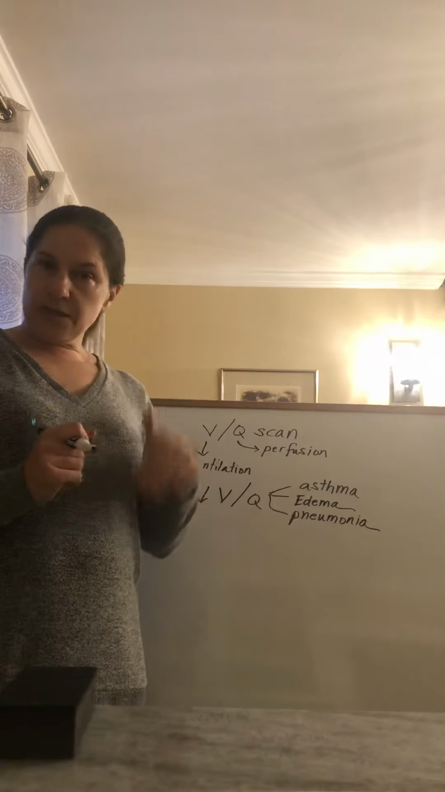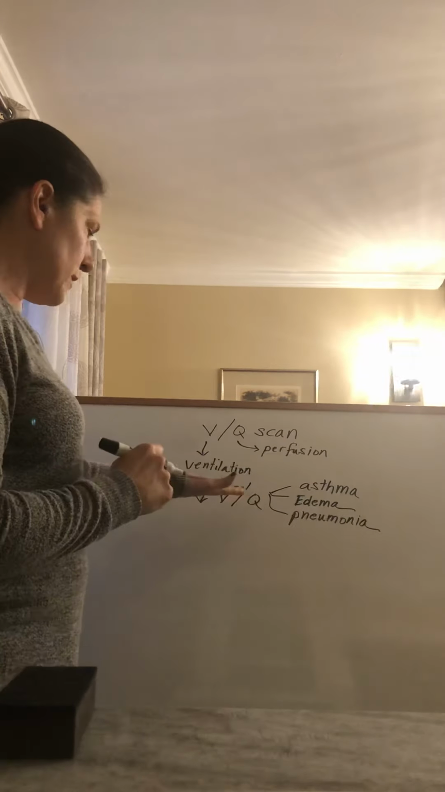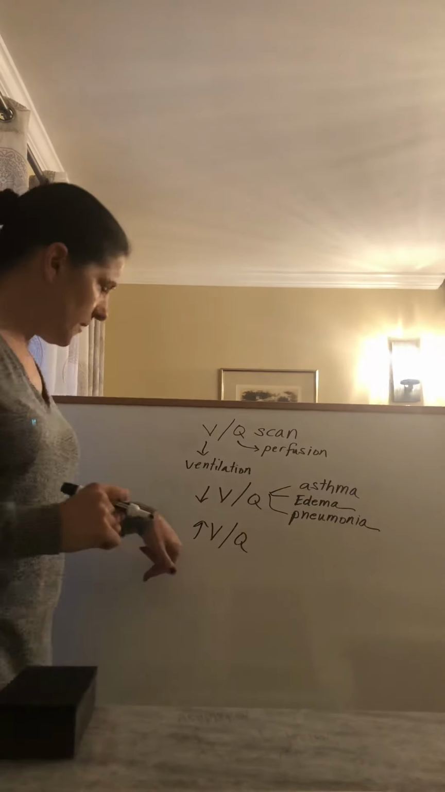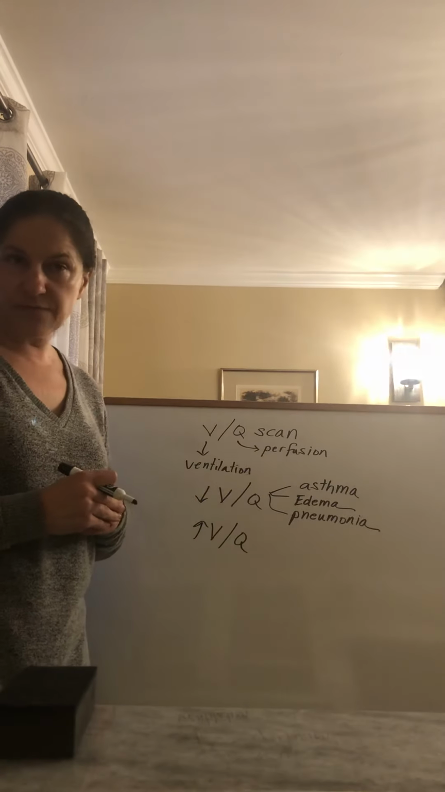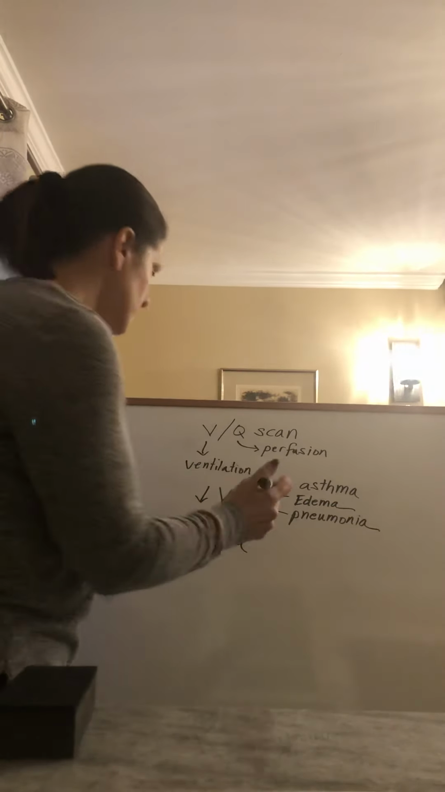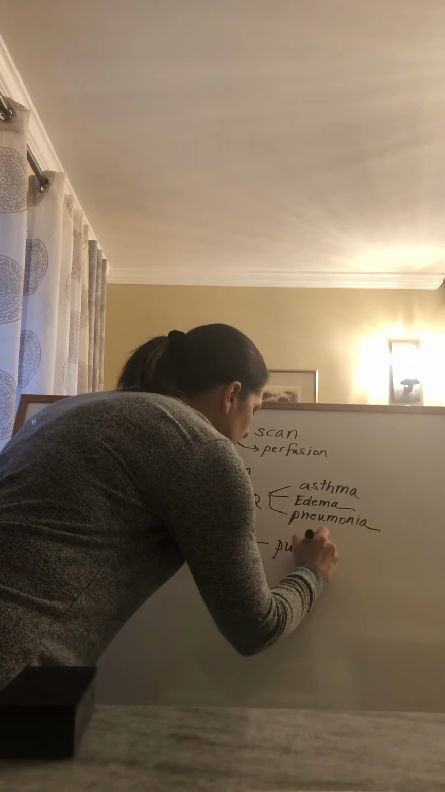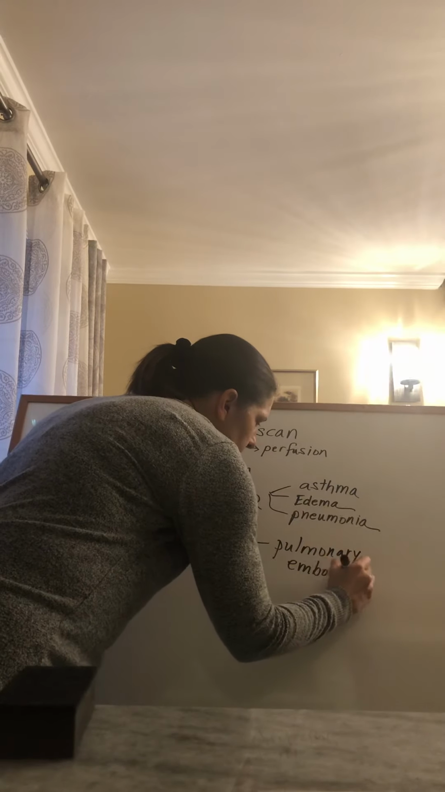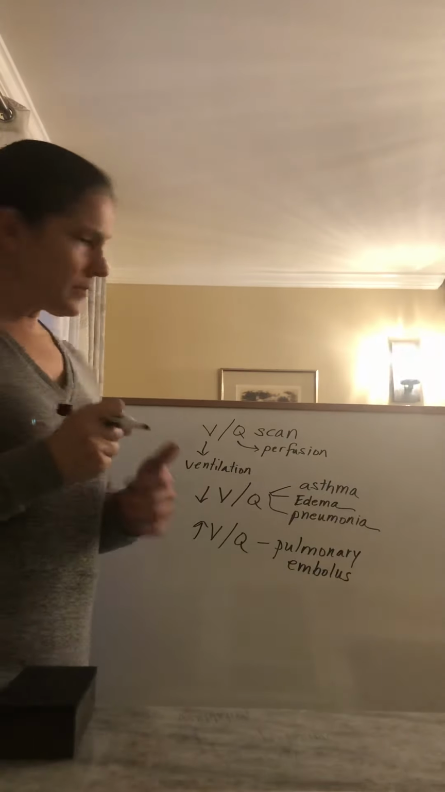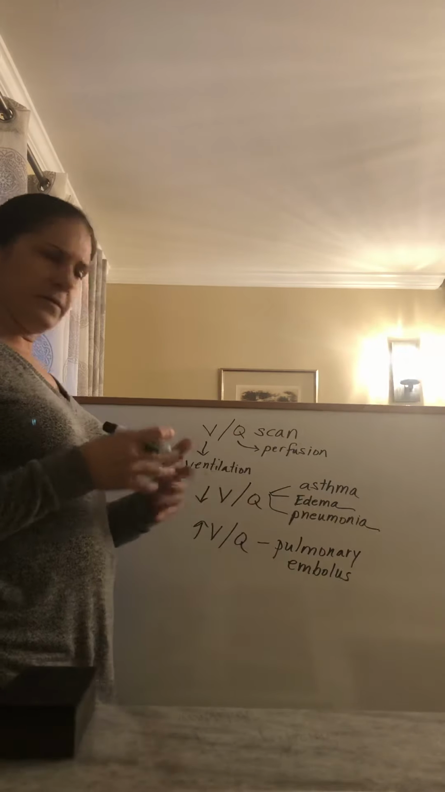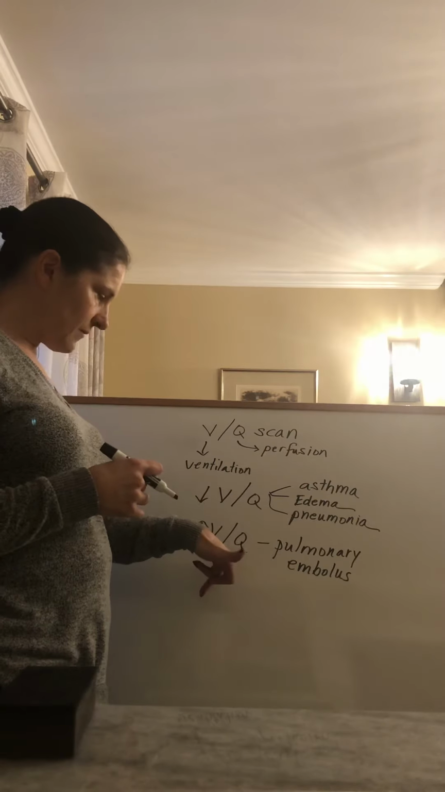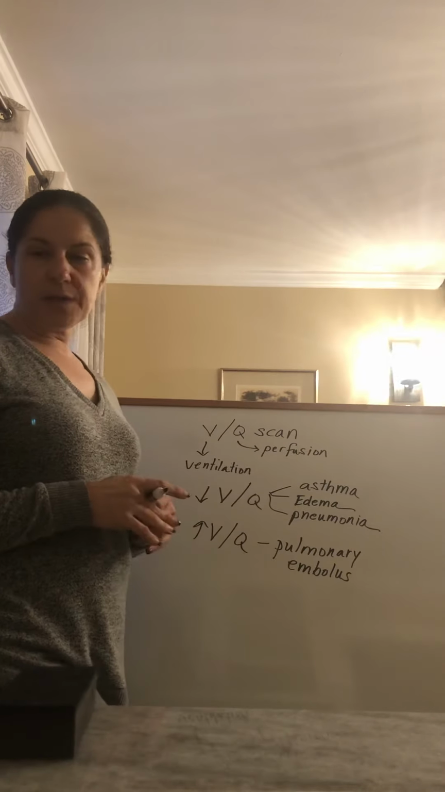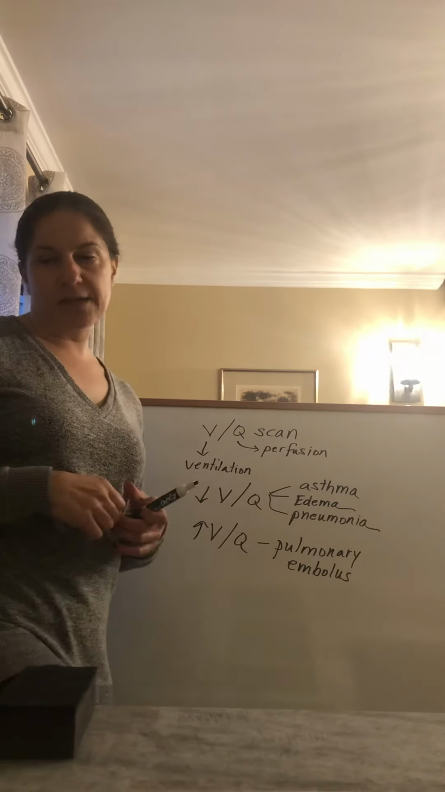Would also cause a decrease in your VQ ratio. Something that would cause an elevated VQ ratio, meaning your ventilation is just fine, but your perfusion is lower than ventilation. It's not matching ventilation. Would be something like a pulmonary embolus. In the case of a pulmonary embolus, you would have a disruption of blood flow, so that's why the perfusion level is going to be lower than the ventilation, which would be normal, okay? This is one way that you can assess where the issue is when your patient has hypoxemia.